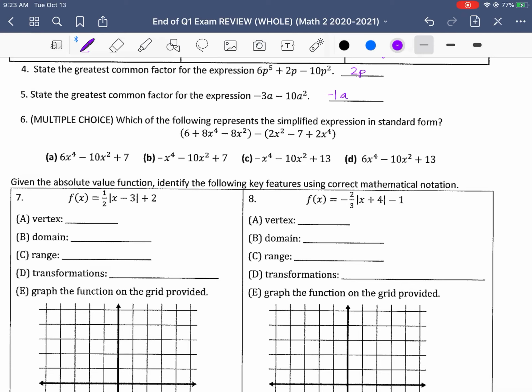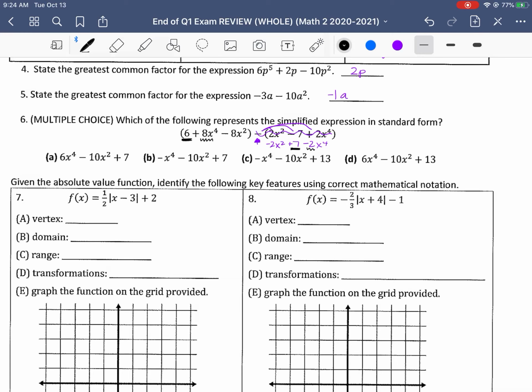Looking at the next one, which of the following represents the simplified expressions in standard form? This one, notice right between here is subtraction, so we're subtracting these polynomials, meaning we need to distribute the negative, so like negative 2x squared, right? Negative times a negative is positive 7, negative 2x to the 4th, and then we can combine like terms. So if I have 6 right here, and I combine it with this 7, that's going to give me 13, so I know it's either C or D, because they both end with 13.